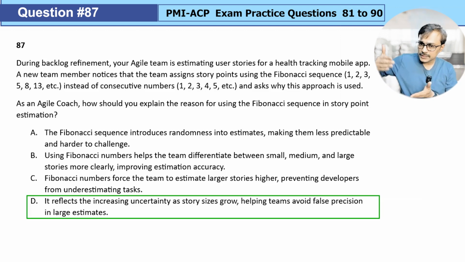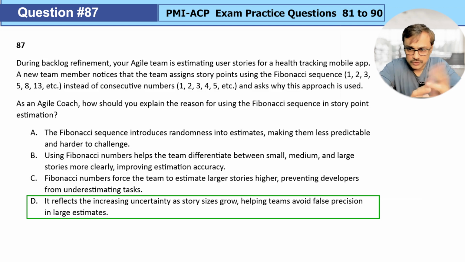So as you are getting into bigger work item discussion, your accuracy to estimate the complexity, effort, volume, uncertainty is reducing. And you need to factor in that uncertainty. In order to factor that, we give more gap. So some 8 may be a little smaller than 8, some 8 may be a little bigger than 8, but overall, the composition of 8s may help us achieve the appropriate estimation accuracy. So that's why we do it, and that seems to be the reason. So we can go with option D. Question number 87 can go with option D.